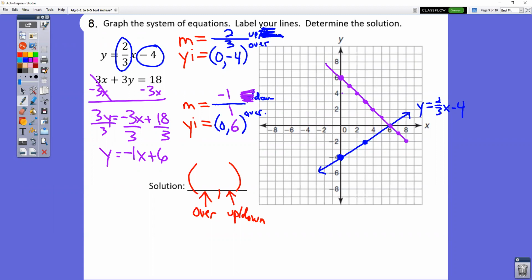Connect your dots. These two lines cross right here. Where they cross is your solution. All right, they cross over to 6, up to 0. So that is where they cross right there. Questions on that one?